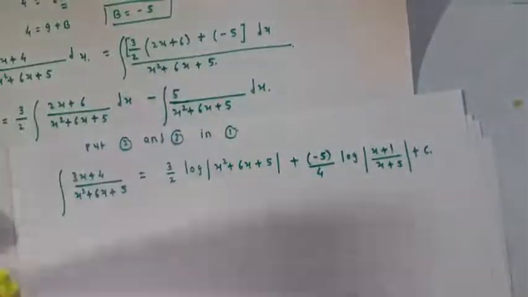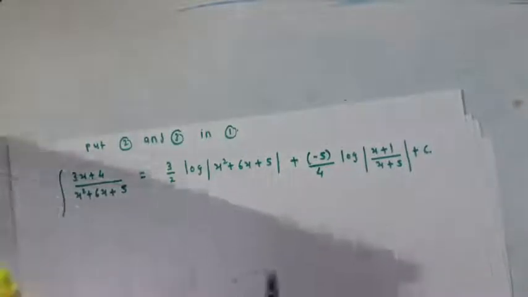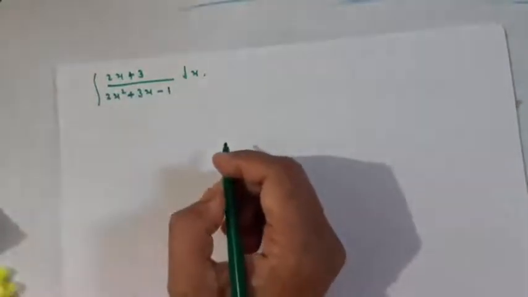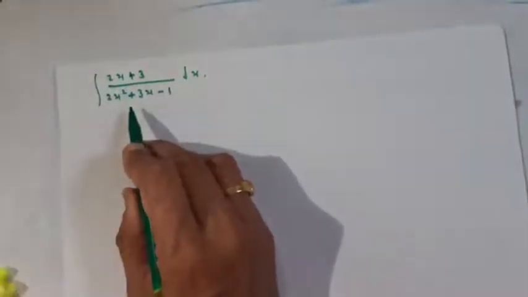Now the next problem is that, evaluate the integration of 2x plus 3 upon 2x square plus 3x minus 1 with respect to x. Okay students, similarly we have to express the numerator in terms of the denominator.